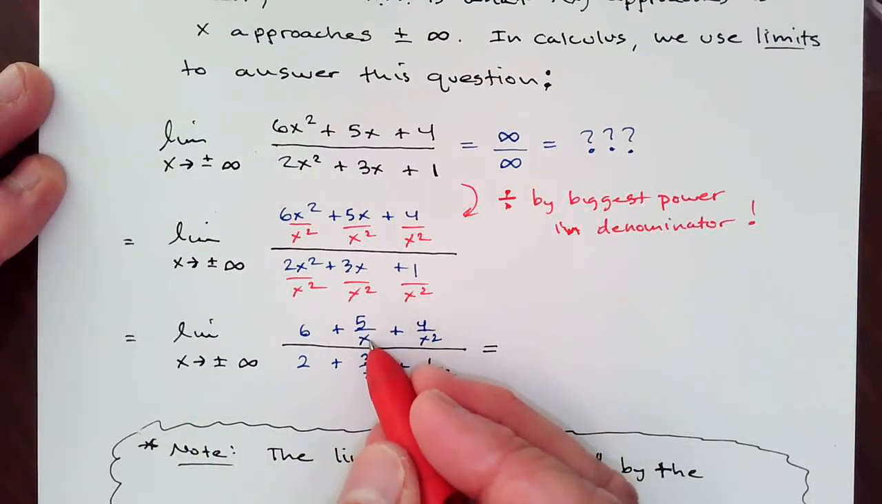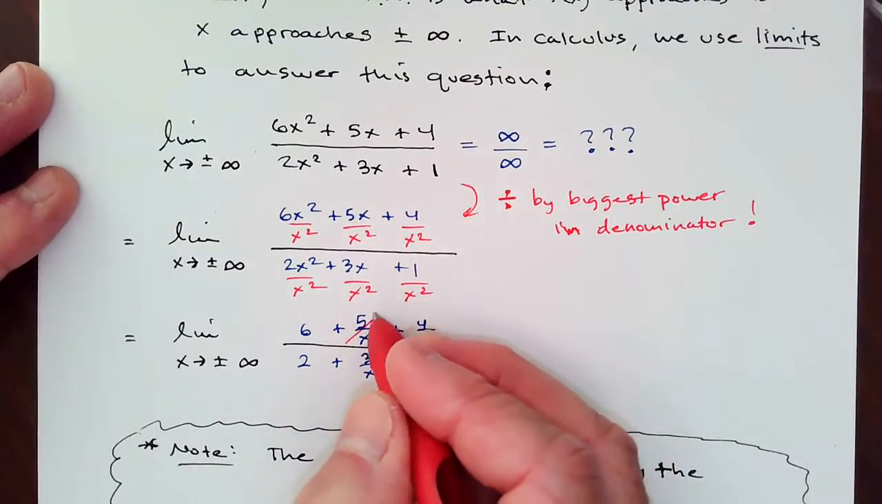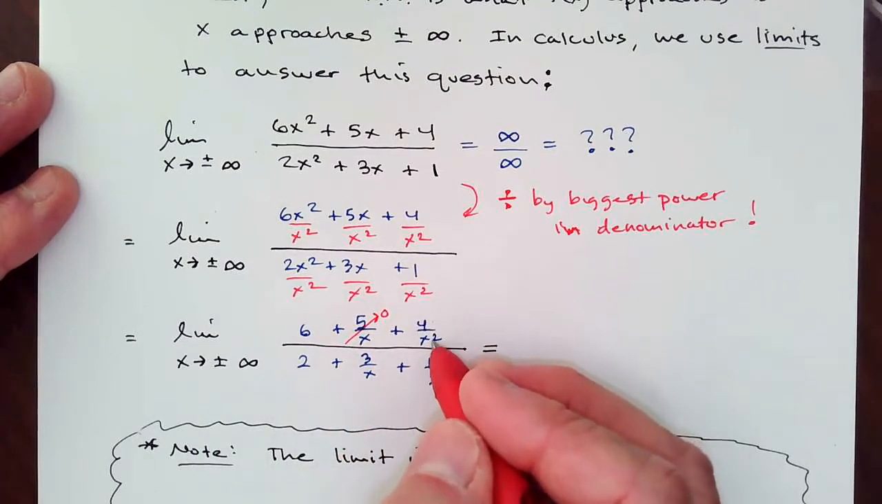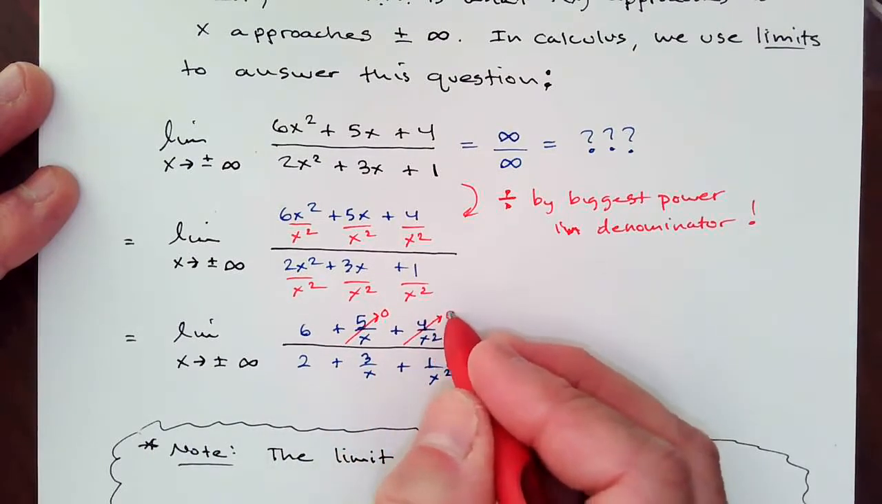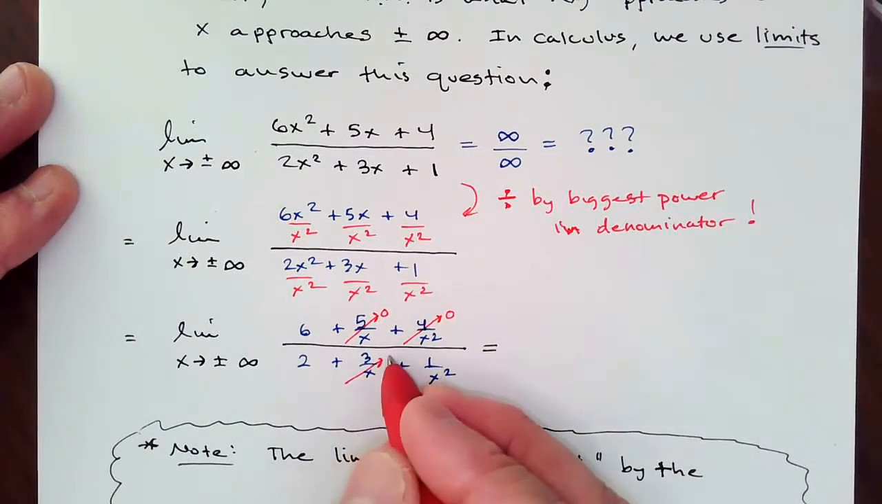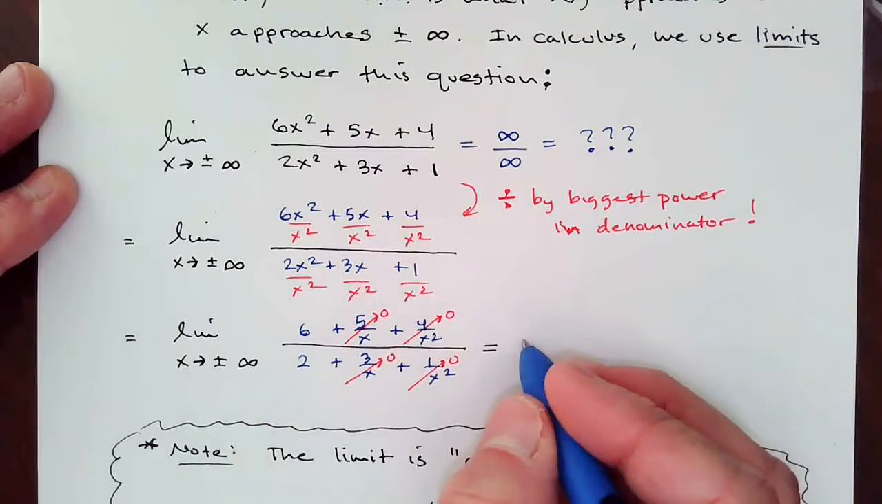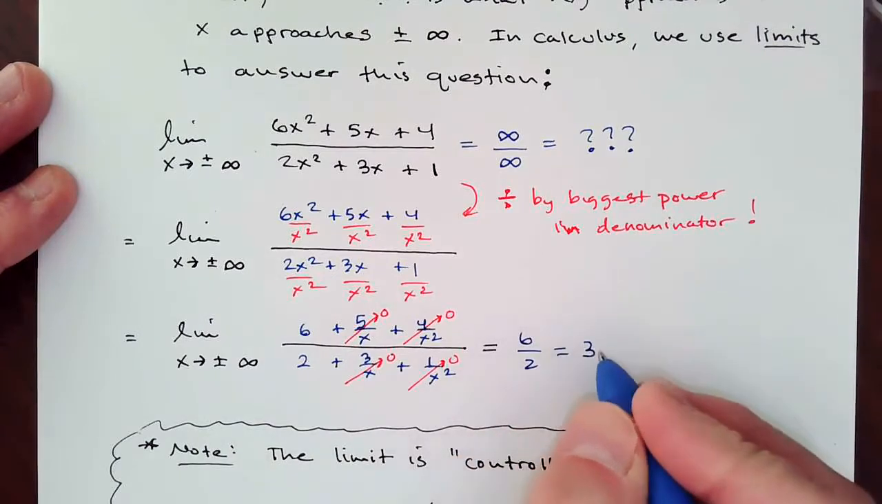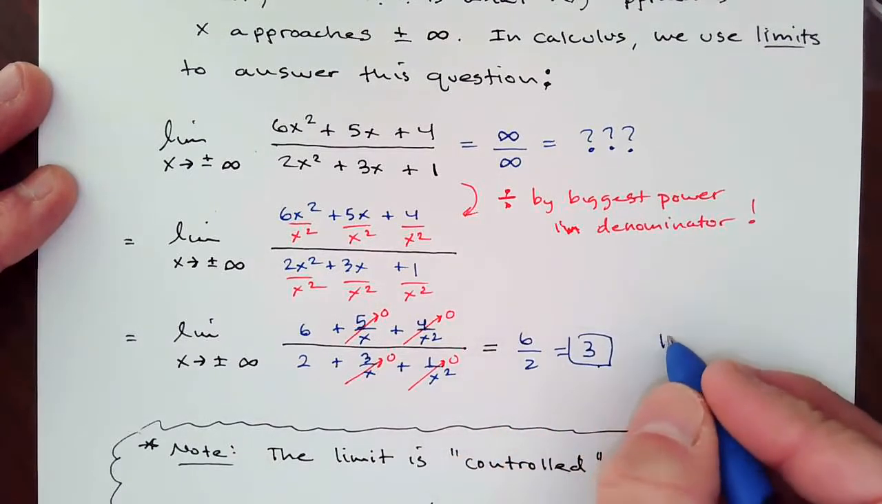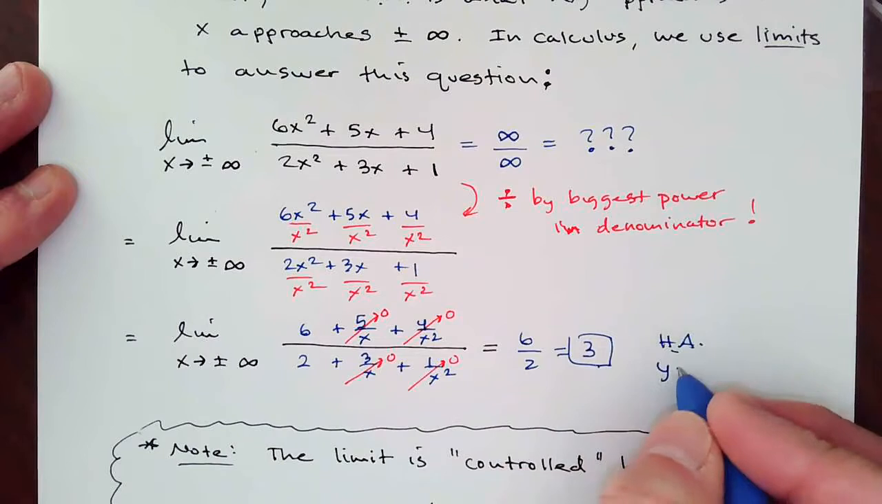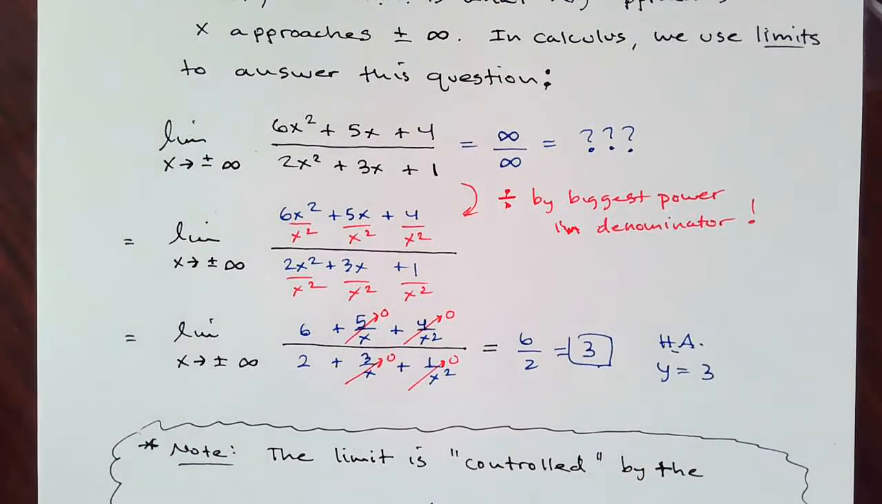5 over a really big positive or negative number is going to get really small. That's going to go to 0. Same thing here. Any number over plus or minus infinity is going to get infinitely small, leaving me with the answer 6 over 2, which is 3. So in this case, my horizontal asymptote would be y equals 3 if I was graphing this.